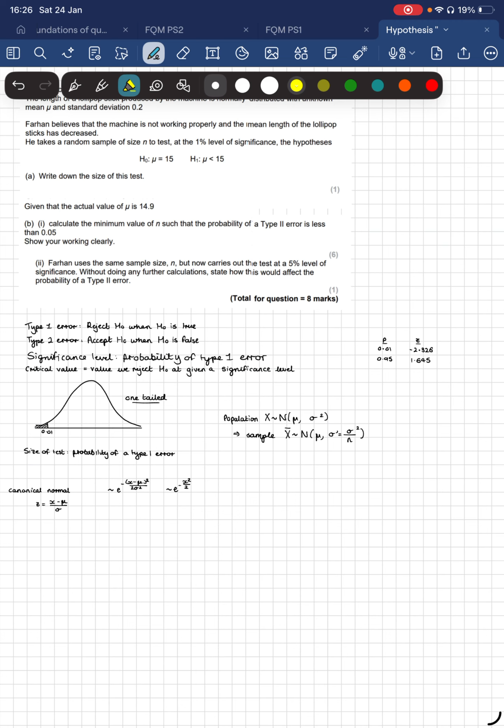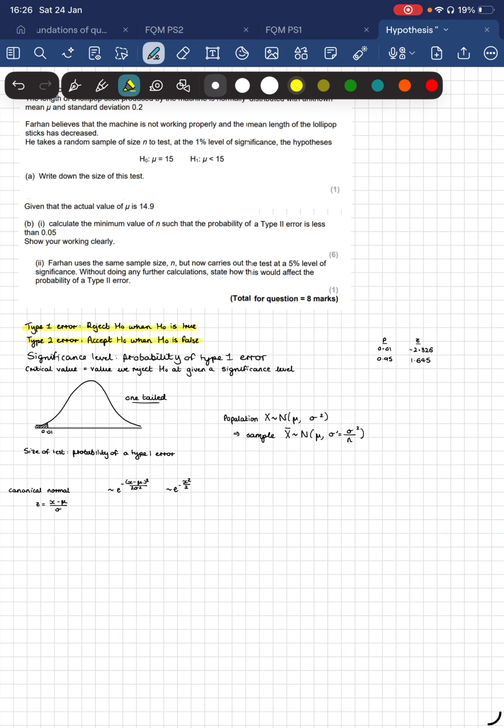Within that structure, there are clearly 2 types of errors. We can reject the null hypothesis when the null hypothesis is true. That's what we'd call a type 1 error. Alternatively, we can accept the null hypothesis when it's actually false. This is a type 2 error. Hopefully you've seen this in class before, but it's important to remember, especially in the context of these questions.